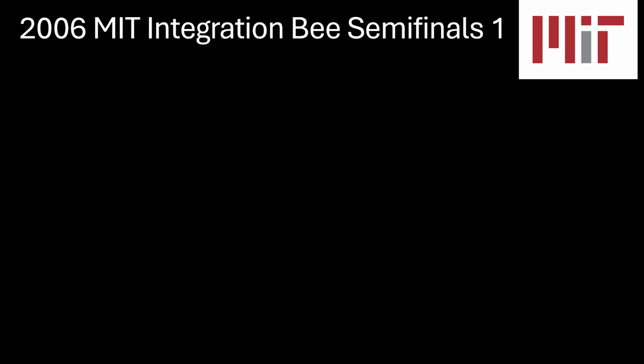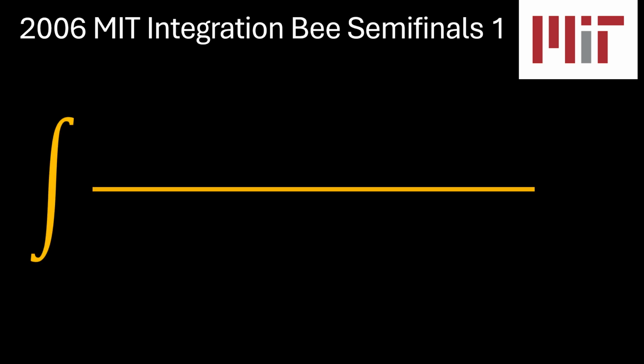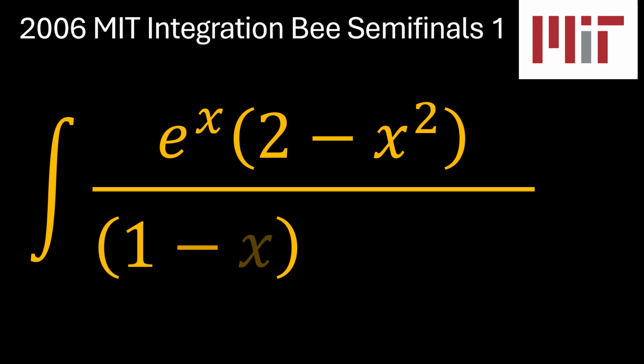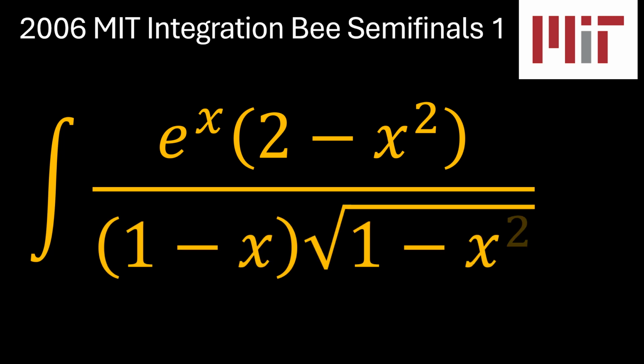So we're going on to the fifth problem of the first semifinals of 2006, semi integration B, which is the indefinite integral of e to the power x times (2 minus x squared) all over (1 minus x) times the square root of 1 minus x squared.